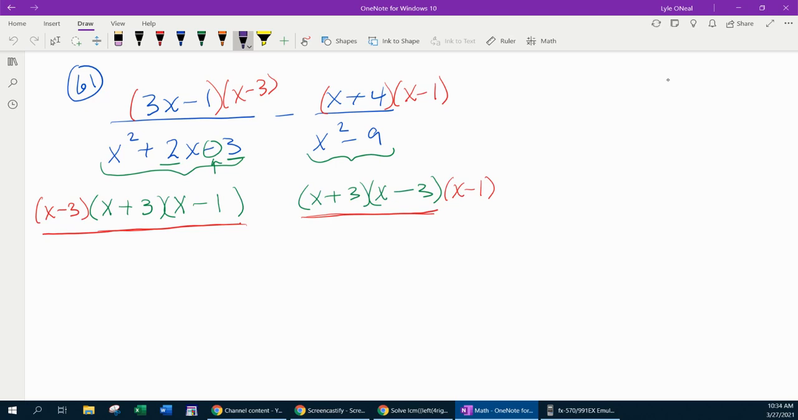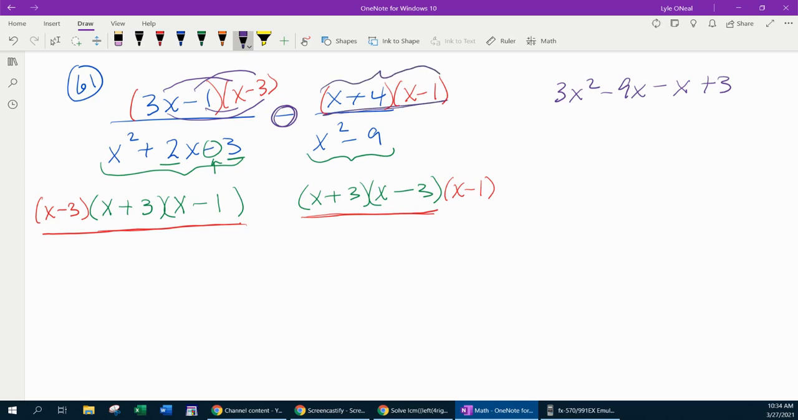For the first numerator, 3x times x is going to give me 3x squared. On the outside, we have a minus 9x. On the inside, we have a minus 1x. And last but not least, negative times a negative gives me a plus 3.